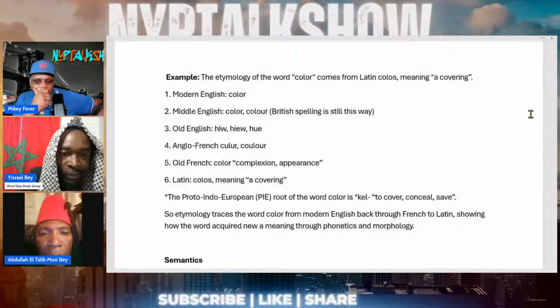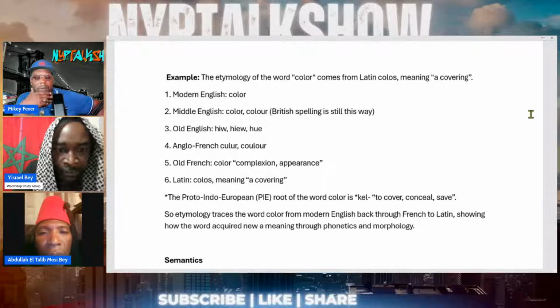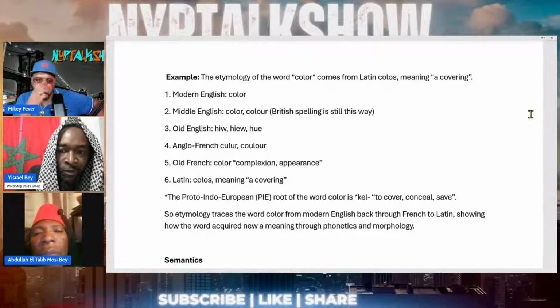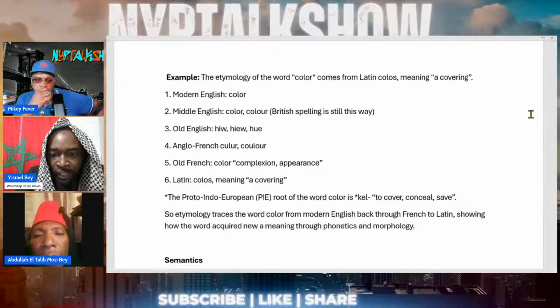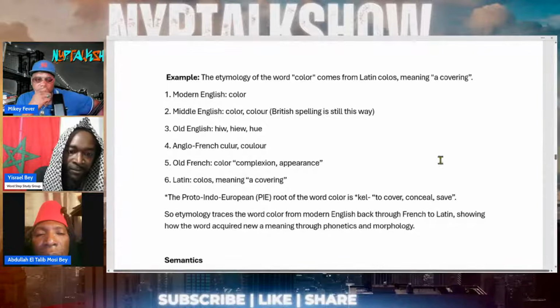So in Old French, the word color means complexion and appearance, but that comes from Latin. And in Latin, the word is colos, C-O-L-O-S, meaning a covering. The Proto-Indo-European root of the word color is kel, K-E-L, meaning to cover, conceal, or save. So etymology traces the word color from modern English back through French to Latin, showing how the word acquired a new meaning through phonetics and morphology.